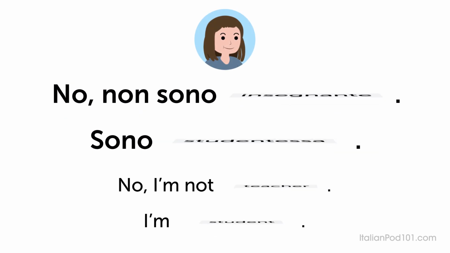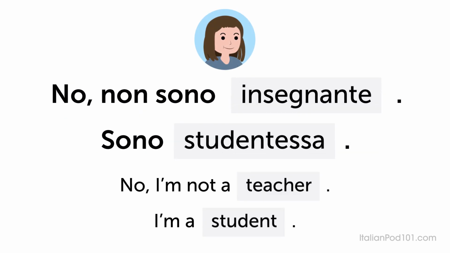Imagine you're Emma Esposito, a student. The word for a female student is Studentessa. Paolo Parisi asks you if you're a teacher. Insegnante. Say, no, I'm not a teacher. I'm a student. Ready?